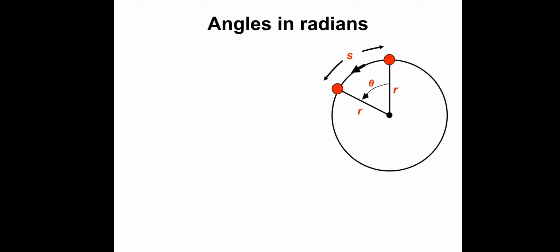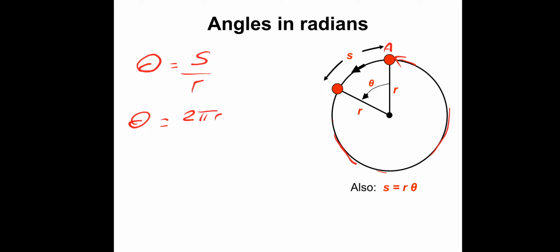So, angles in radians. If we go from, say, this point A all the way round back to point A, then we've gone through 360 degrees for the angle. Let's have a look at this equation. Theta is equal to s over r. The arc length of a full rotation would be the circumference, so theta equals 2πr, which is the circumference, divided by r. So the full angle is 2π radians.